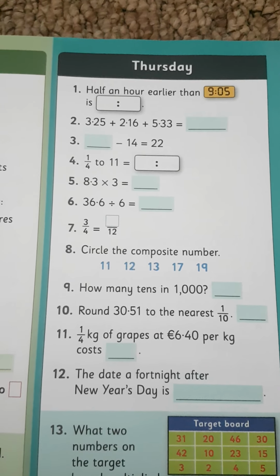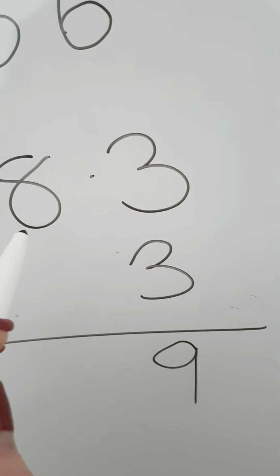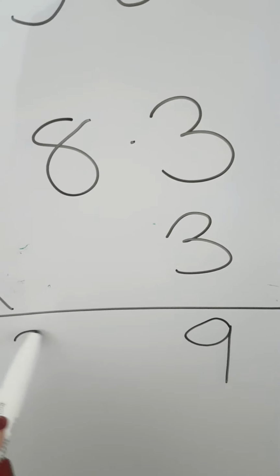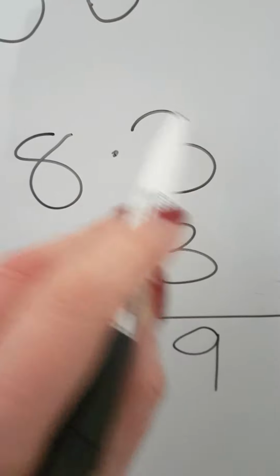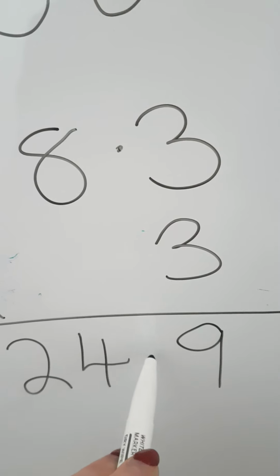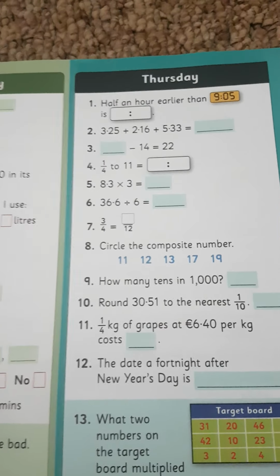Question 5. 8.3 times 3. So that is just a multiplying sum. So 3 times 3 is 9. 8 times 3 is 24. And then you must come back and put in your decimal. So it is just one jump over, so we do one jump over here, and then your answer is 24.9.